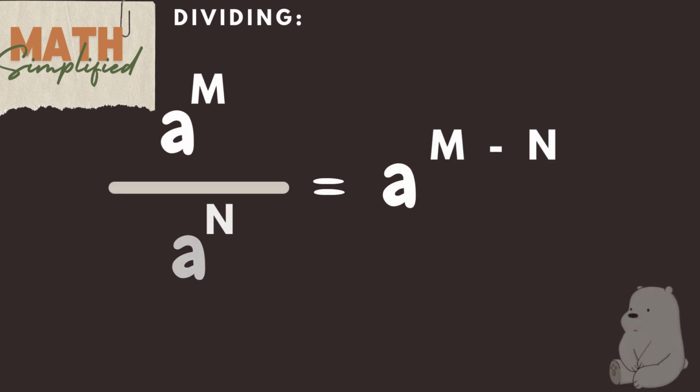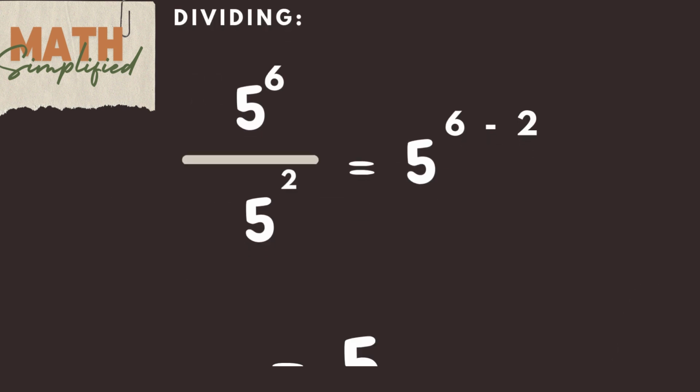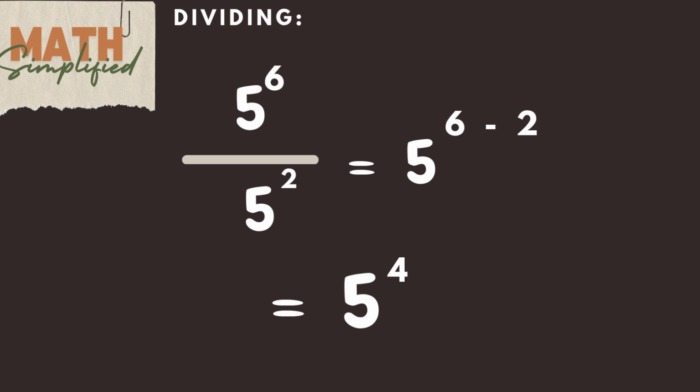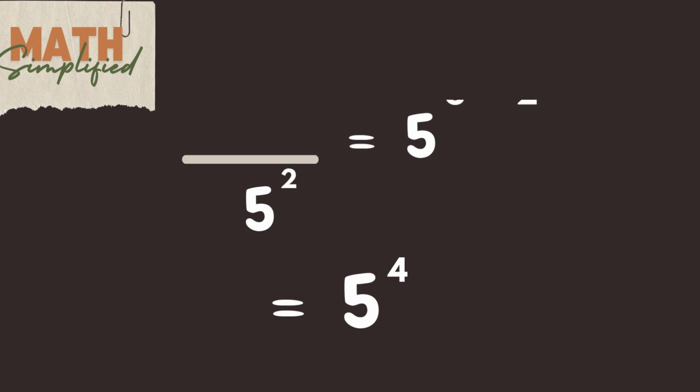For dividing, when it's a to the power of m divided by a to the power of n, we subtract the exponents. So if I have 5 to the power of 6 and 5 to the power of 2, we keep the same base. We keep the 5 and we subtract 6 and 2 to get 4. So our answer is 5 to the power of 4.